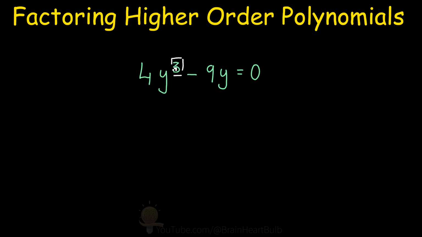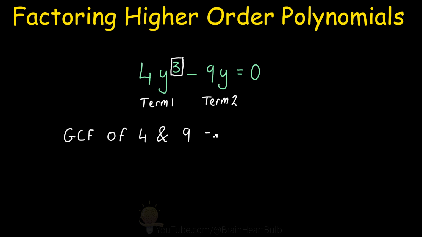But what could our first step be in solving for y? Well, we have 2 terms here, and we can factor out the greatest common factor. And remember, the greatest common factor is the largest positive integer, or power, that divides each term evenly without leaving a remainder. So for our coefficients 4 and 9, the greatest common factor is 1. So we can now place a 1 outside of our brackets here.